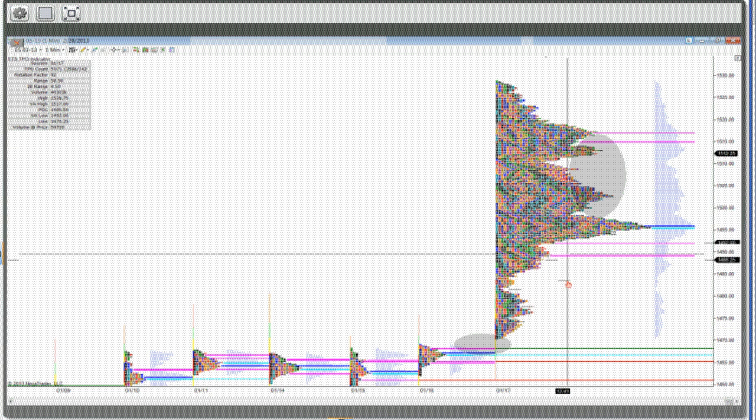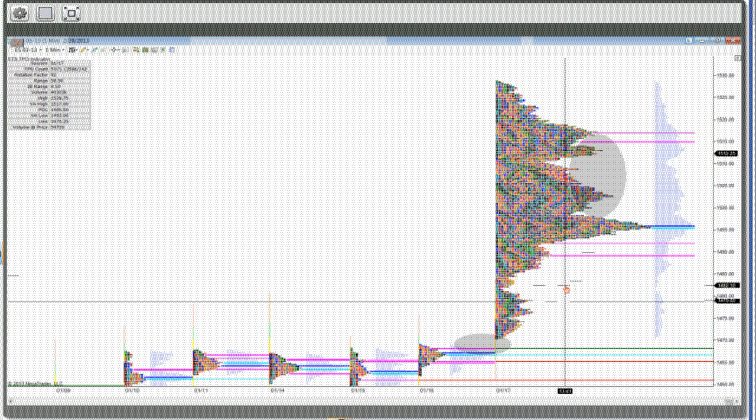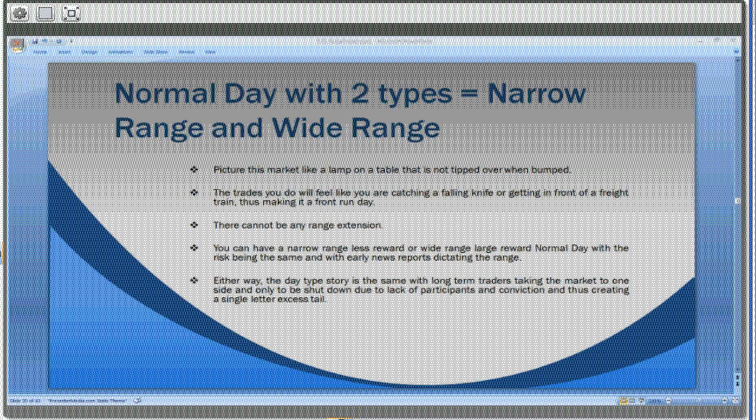Eventually, it's going to want to fill this area in down here, too. It will want to balance and be a perfect symmetrical bell curve. So we just have a fabulous TPO indicator, and I had it custom built for my own use.